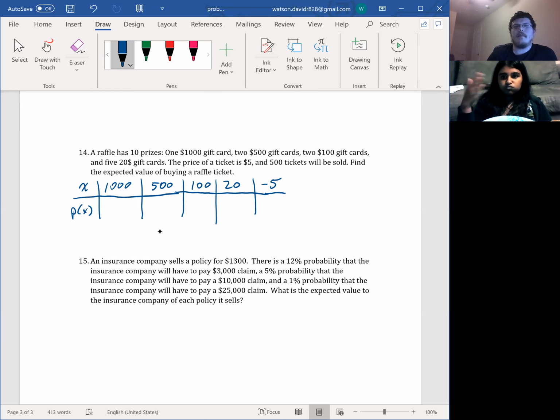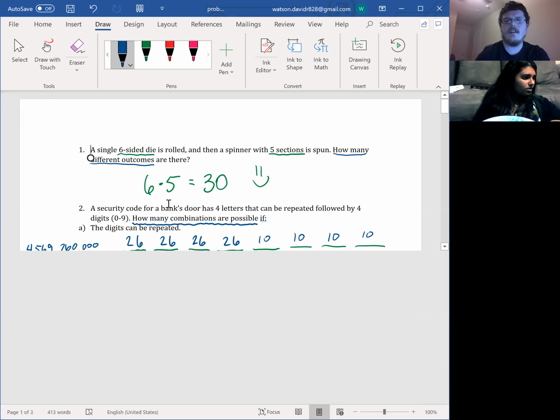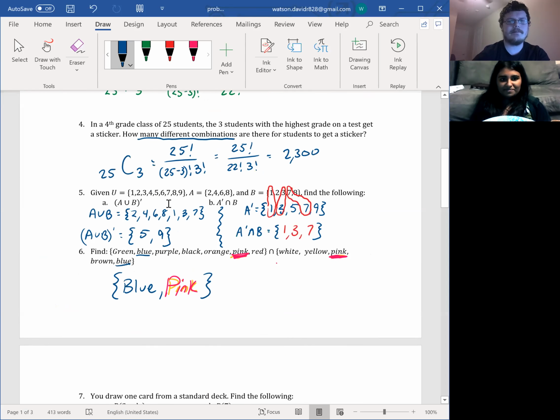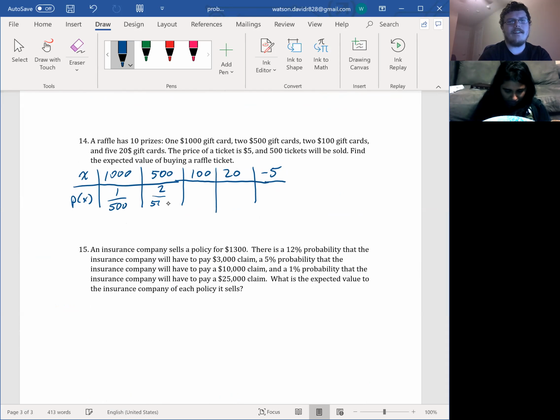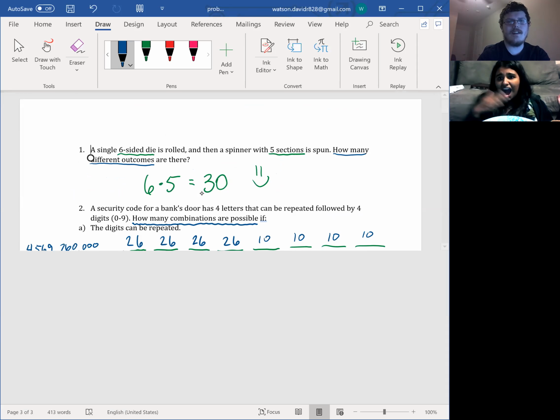All right, now I got to fill in the probabilities. So there's one $1,000 gift card. So that is 1 out of the 500 total tickets. There's two $500 gift cards. So that's 2 out of the 500 tickets. 2 $100 gift cards. So that's 2.